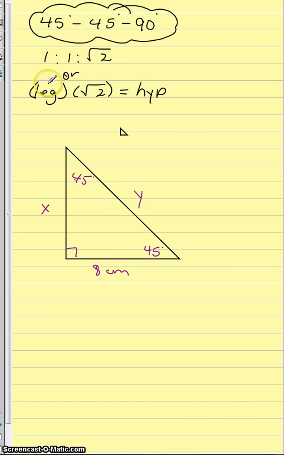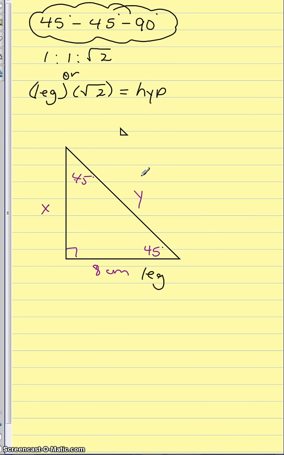The formula, if we were to convert it to a formula, would be leg times square root of 2 equals hypotenuse. We're going to do about 3 examples, maybe 4, on using the 45-45-90 ratio. I'm going to start with this example, and in this example 8 centimeters is my leg. Remember, a right triangle has 2 legs and 1 hypotenuse.